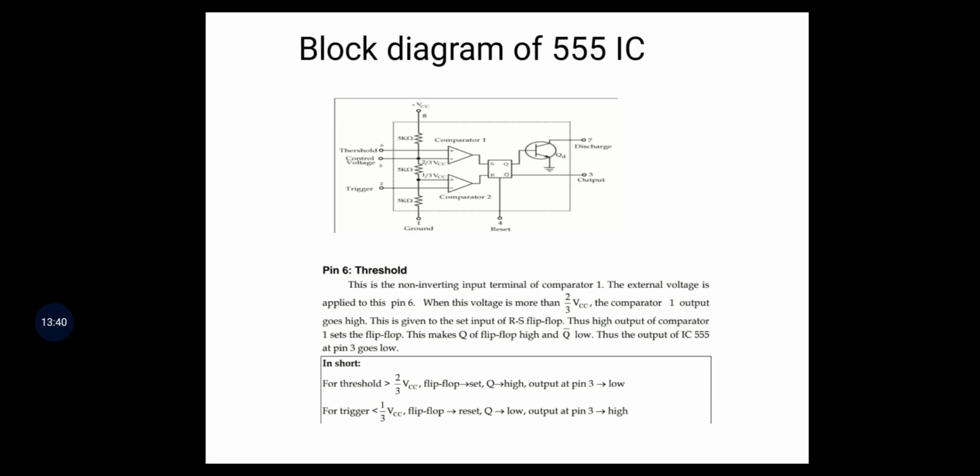If the positive terminal voltage is greater than the negative terminal voltage, the output of the comparator is 1. Then 1 is applied to the set S terminal. Then the flip-flop is set. That means if S is 1, output is 1. If S is 0, output is 0. If S and R are both 0, it keeps the previous state.